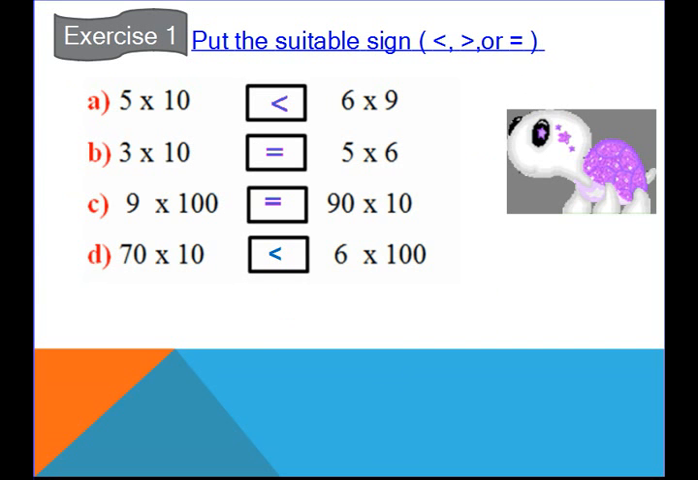Put the suitable sign: more than, less than, or equal. Okay, at the beginning, it says here 5 times 10. Who can tell me the result? 5 times 10 equals 50.